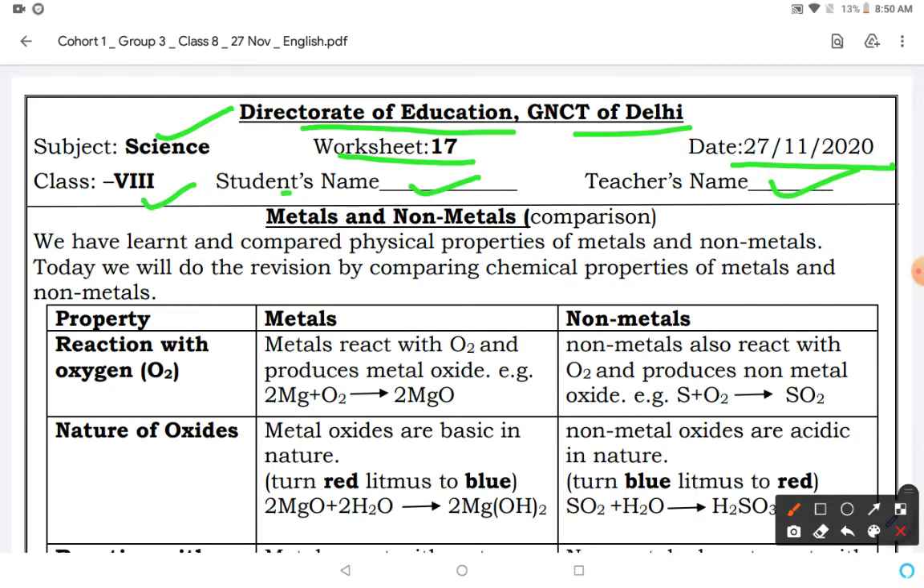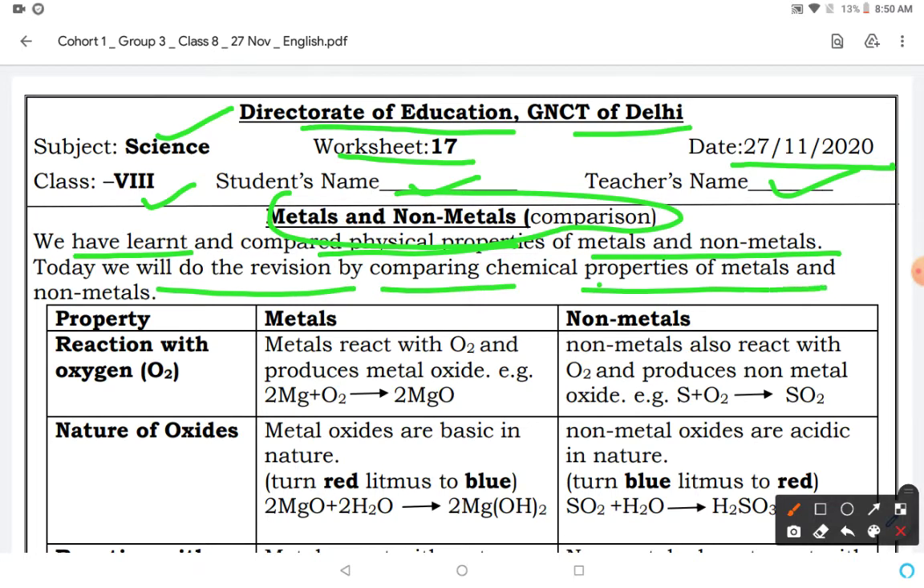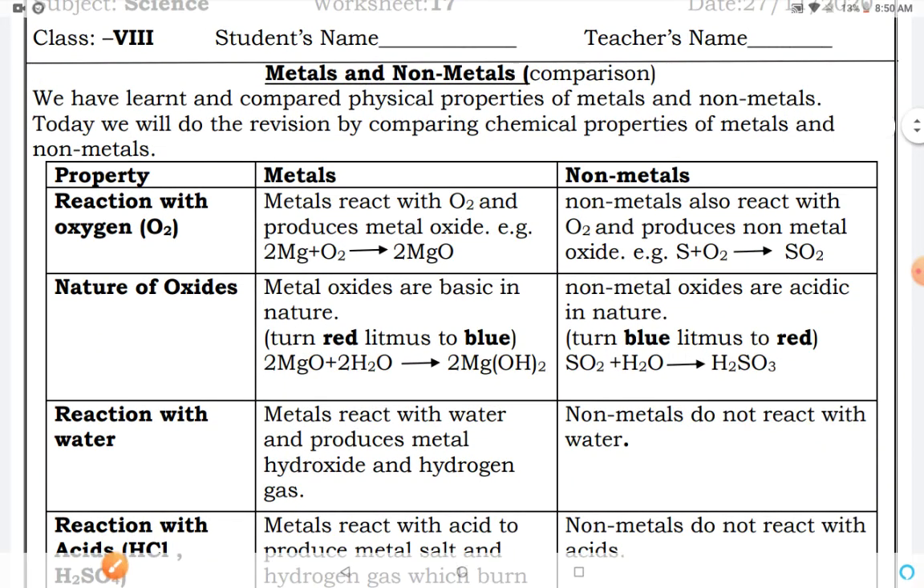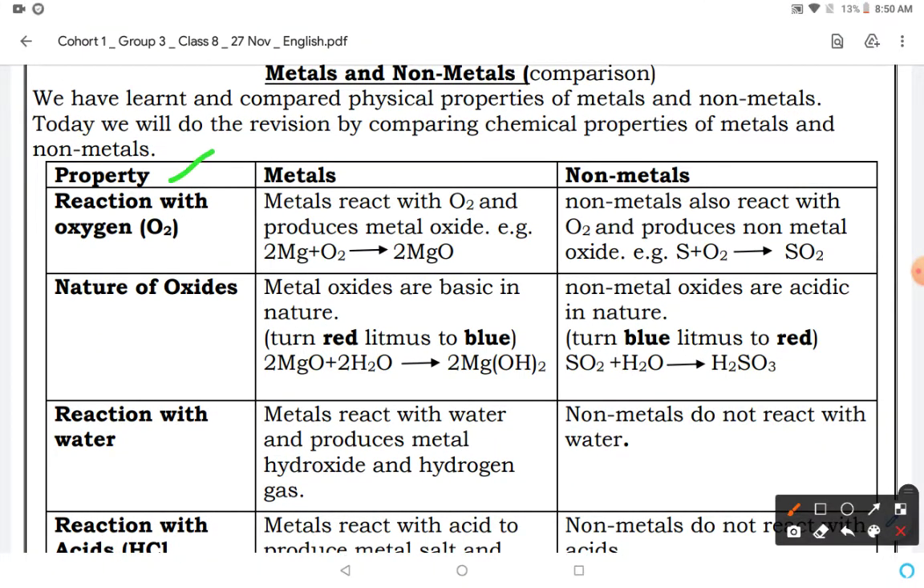Today's topic is metal and non-metal comparison. Dear students, we have learned and compared the physical properties of metal and non-metal. Today we'll do the revision by comparing the chemical properties of metal and non-metal. Here three columns are given: column 1 property, column 2 metals, column 3 non-metals.